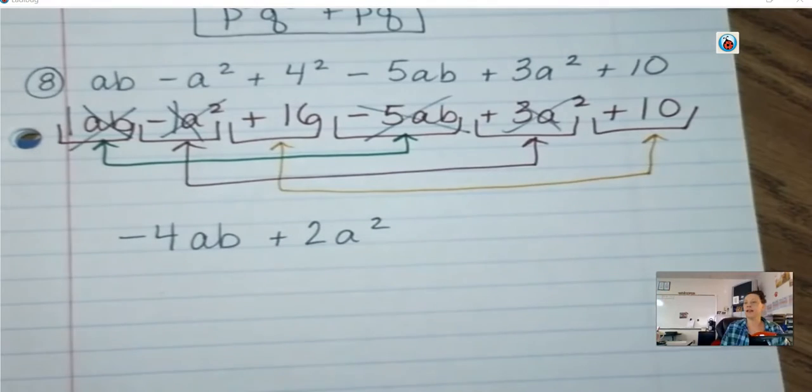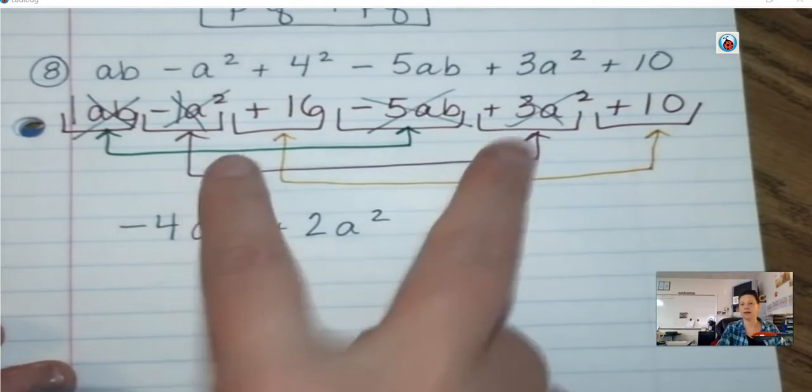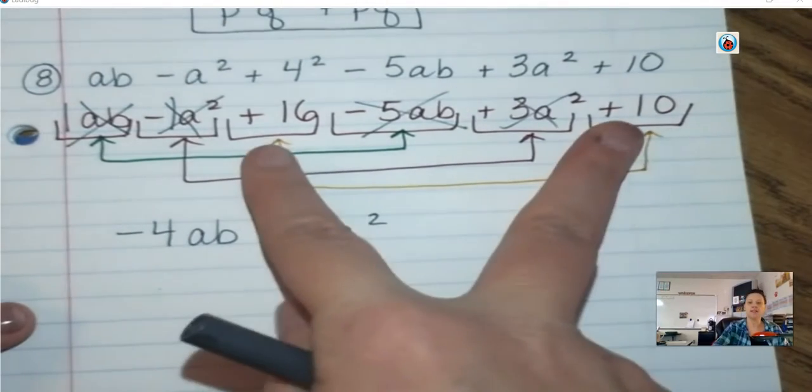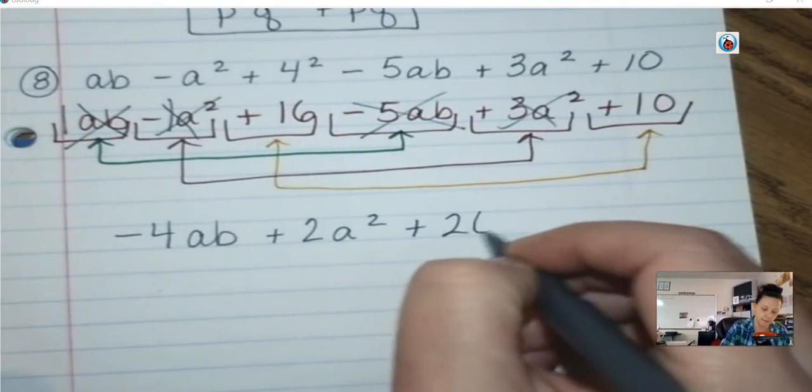So the letter and the exponents, they don't combine. It doesn't become a to the 4th. It stays at a squared. You just combine the coefficients. And then last, your constants. Positive 16 plus 10 is 26.